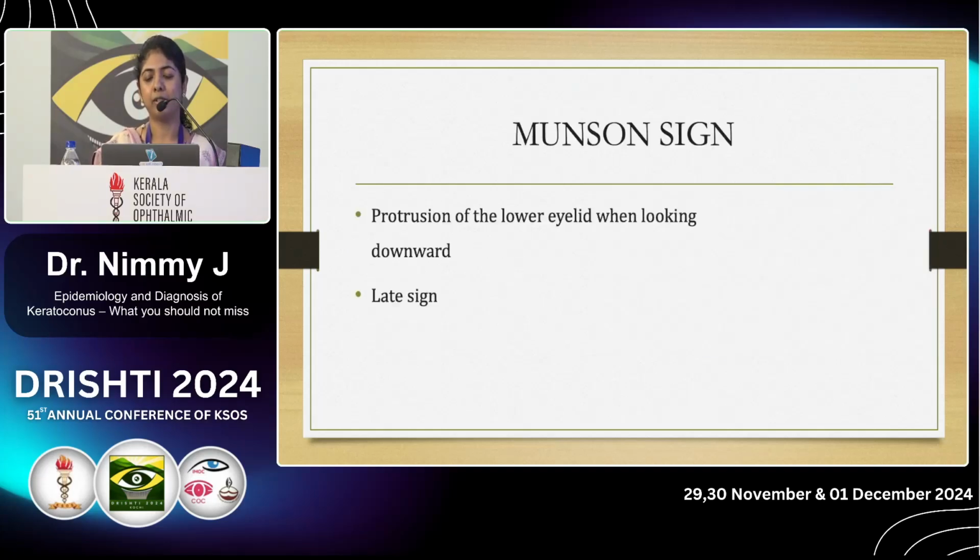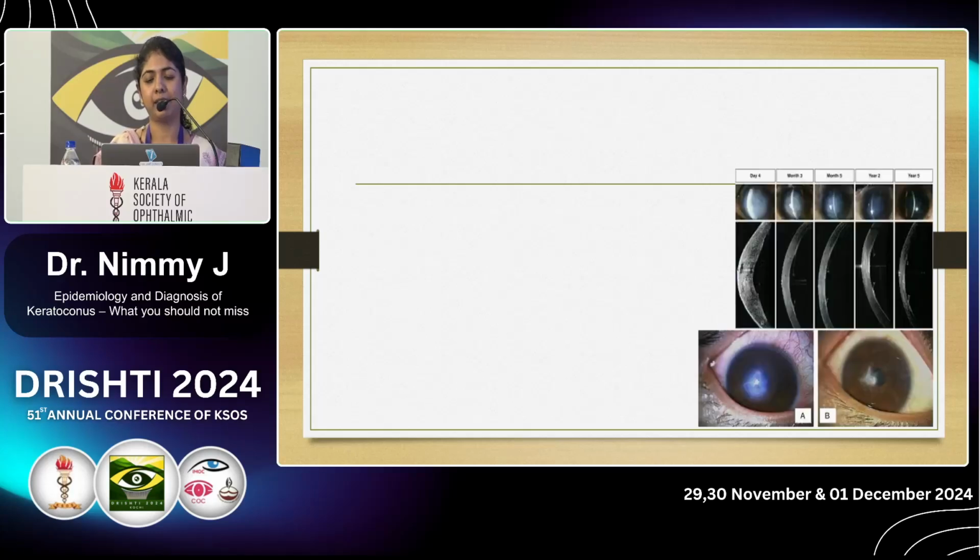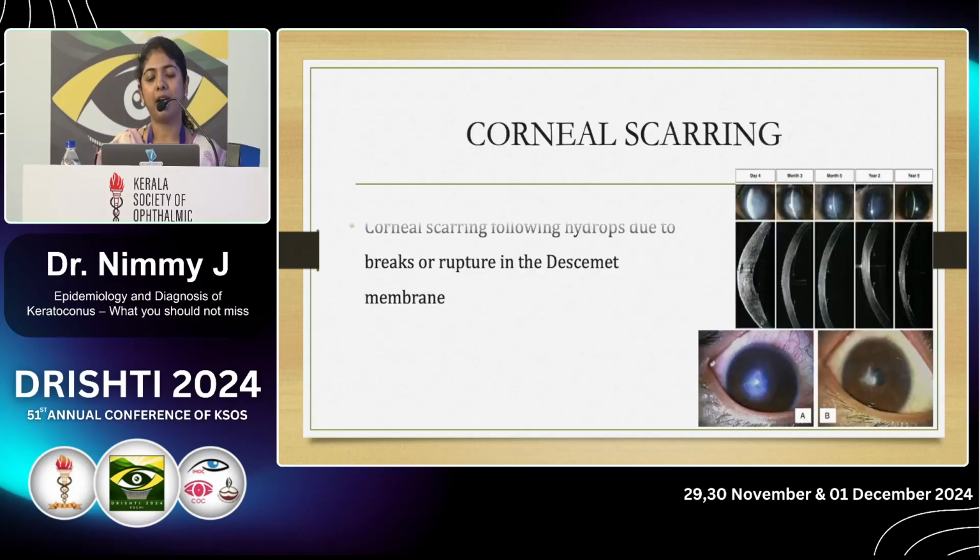Munson sign, this is also one of our patients. When the patient looks downwards, you can see a protrusion of the lower eyelid. This is a late sign. Then corneal scarring occurs when there is a rupture or break in the Descemet's membrane.